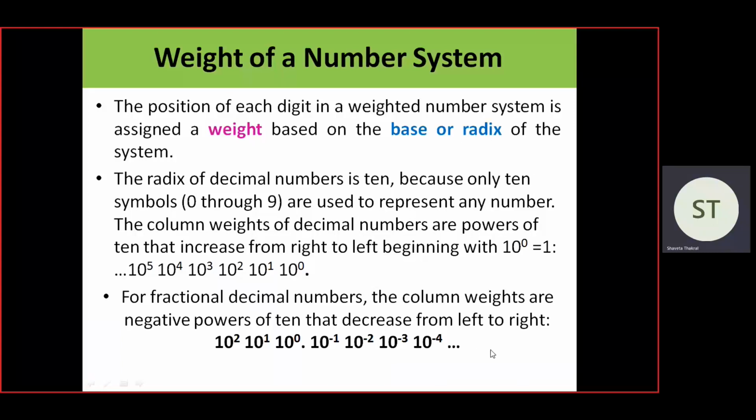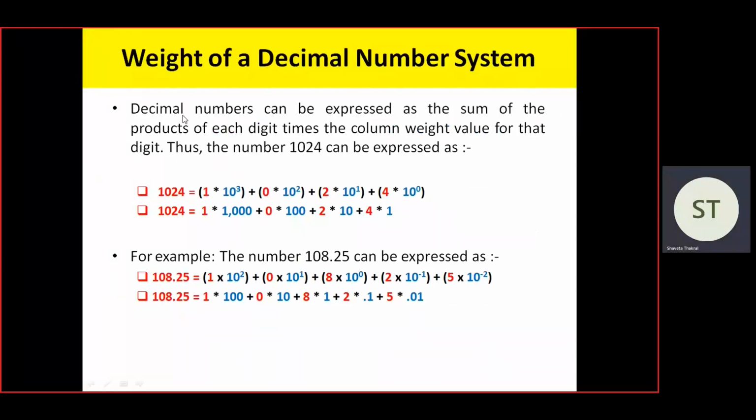For example, we can take one example of the decimal number system, the decimal number 1024. How can we represent 1024 in terms of the positional number system with the various weights assigned to the various positions? As I have discussed, the rightmost digit is assigned the weight 10 raised to power 0, the next digit is assigned the weight 10 raised to power 1, this one 10 raised to power 2, and this one 10 raised to power 3.